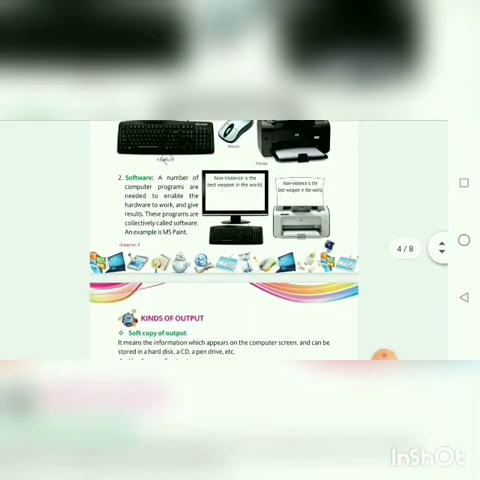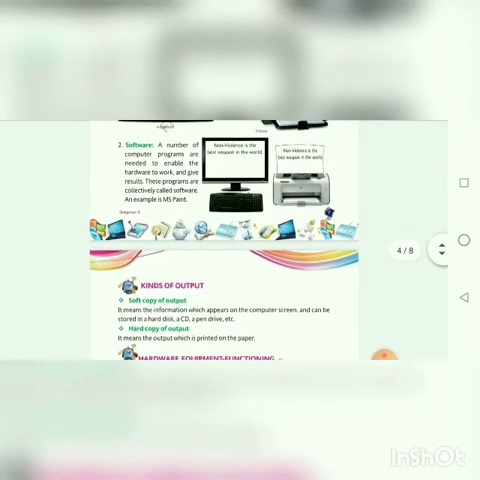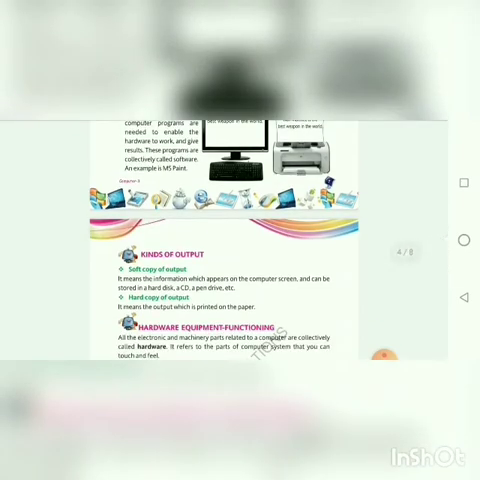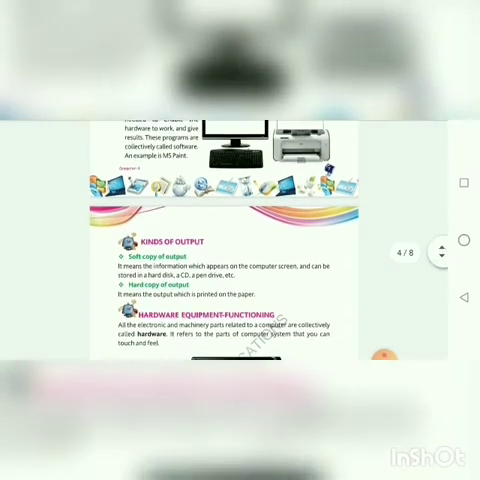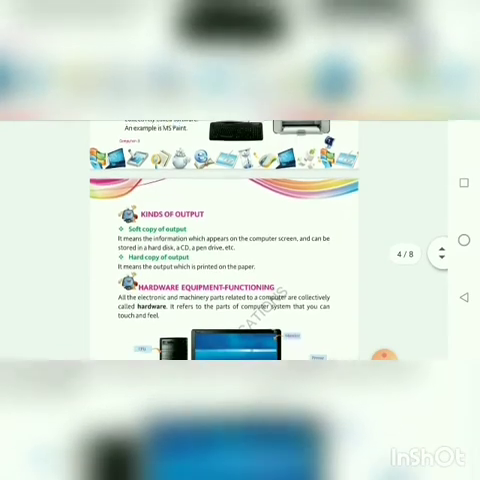Software. Software is a set of instructions or programs that tell the computer to do a particular task. Which task? A particular task.